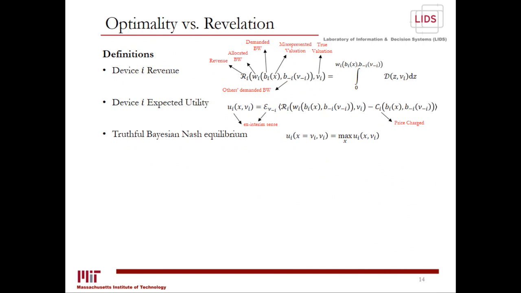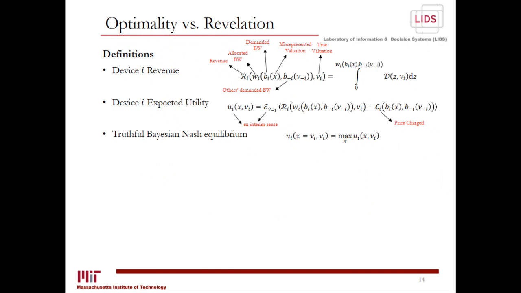We define the device utility as the device revenue minus the amount of money that the base station charges that device for the amount of resources it was allocated. We have to take the expectation, because the amount of utility of each device is not known. It depends on the valuation of other devices, because this is a competitive market. So we take the ex interim expectation, in game theoretic language, with respect to other devices' valuations.